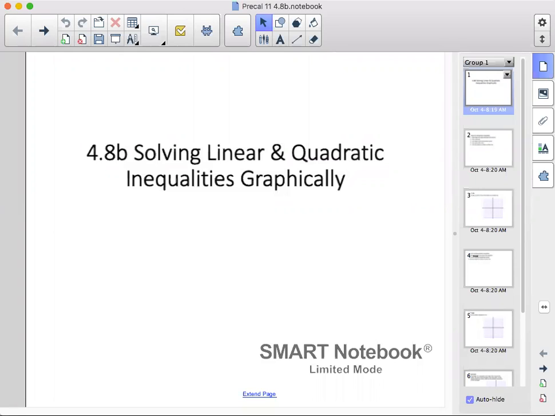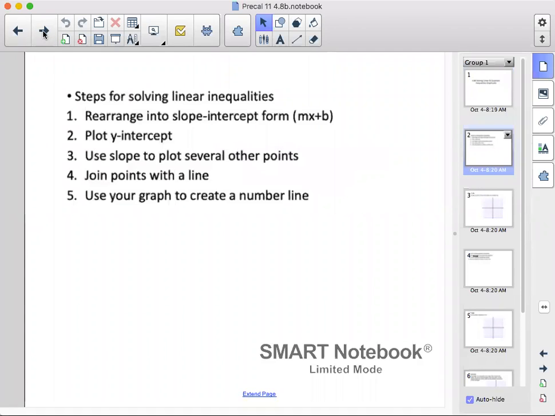Hi, today we're going over the second half of section 4.8, which is solving linear and quadratic inequalities graphically. Steps for solving linear inequalities: rearrange into slope-intercept form, also known as mx plus b. Plot the y-intercept, use our slope to plot several other points, join the points with a line, and then use our graph to create a number line.